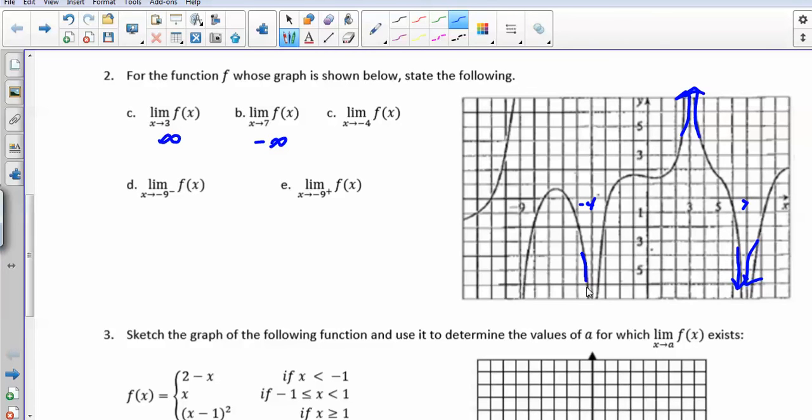Approaching from the left, we are going to negative infinity, and approaching from the right, we're going to negative infinity, so this is also negative infinity. The limit as x approaches -9 from the left. So here's -9. We're going to go left of -9, and we're approaching it, and it seems like we're going to positive infinity.